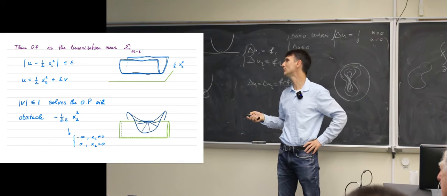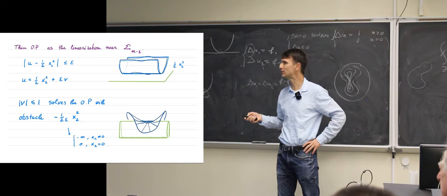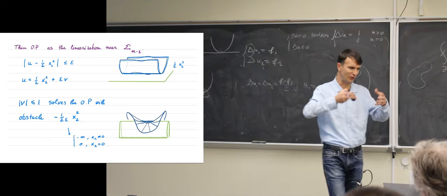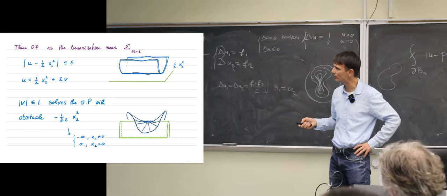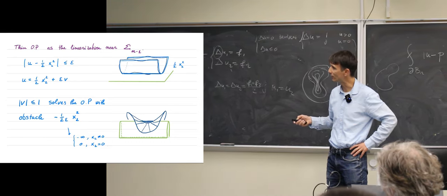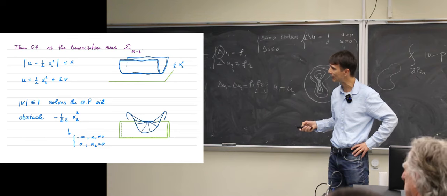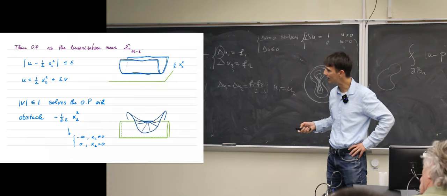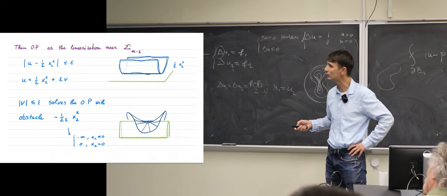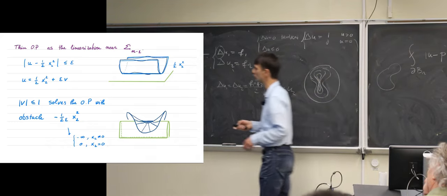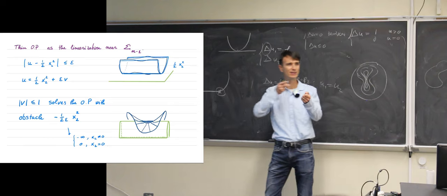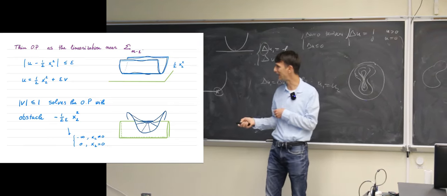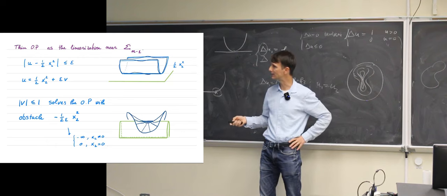I write u as 1/2 x2 squared plus epsilon v. v here stands for the correction, for the error. And actually you realize that when you rescale v, v solves the obstacle problem with this obstacle. So v satisfies the obstacle problem in which the obstacle is given by minus 1 over 2 epsilon x2 squared. Yeah? So this parabola, after rescaling, becomes a very skinny parabola that is constant in the x2 variable. So in the limit, as epsilon tends to 0, I obtain the thin obstacle problem.